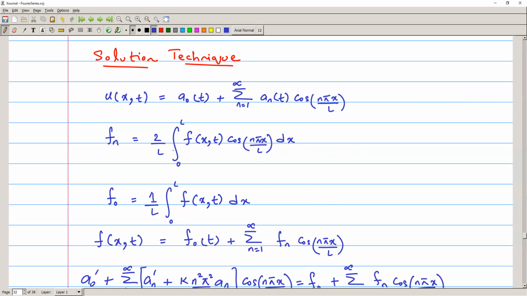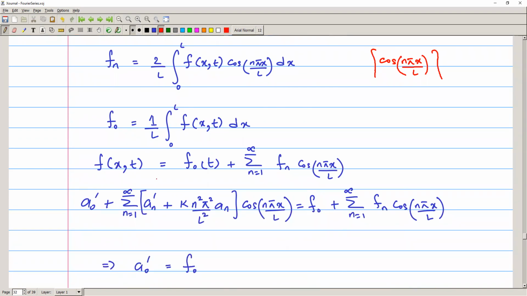So Fn is the same, 2 over L times the integral of the product of the heat source with cosine n pi x over L. That is the eigenfunction. So we can write that the eigenfunction is cosine n pi x over L in this case, right? So this is the eigenfunction for the Neumann boundary condition. And for F naught, we have 1 over L times the integral of the heat source.